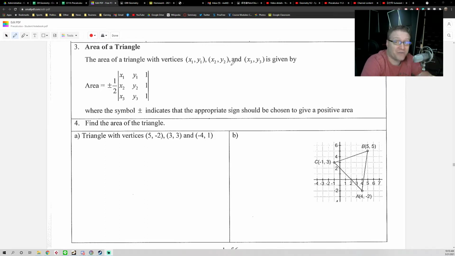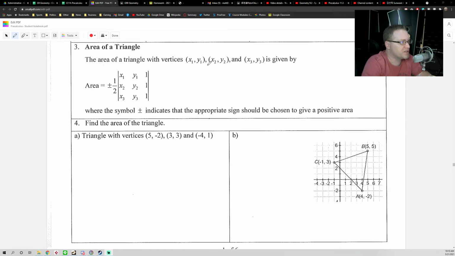It's not very difficult if you can find the determinant, which we learned yesterday or Friday, I guess. If you can do that, then you should be able to do this. It's pretty easy. So let's go over it real quick.